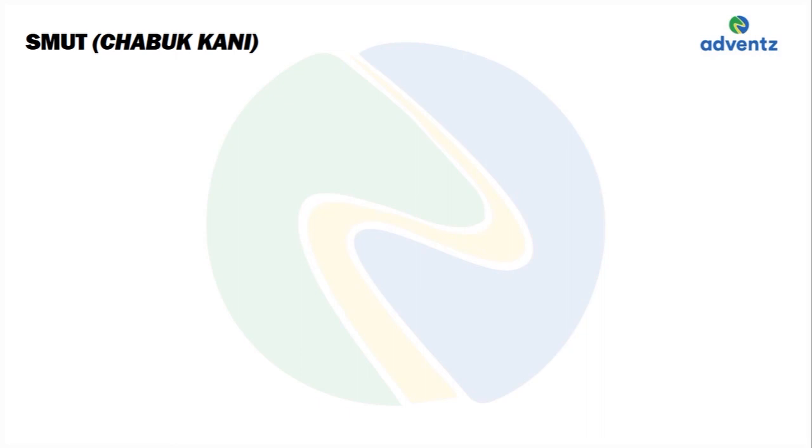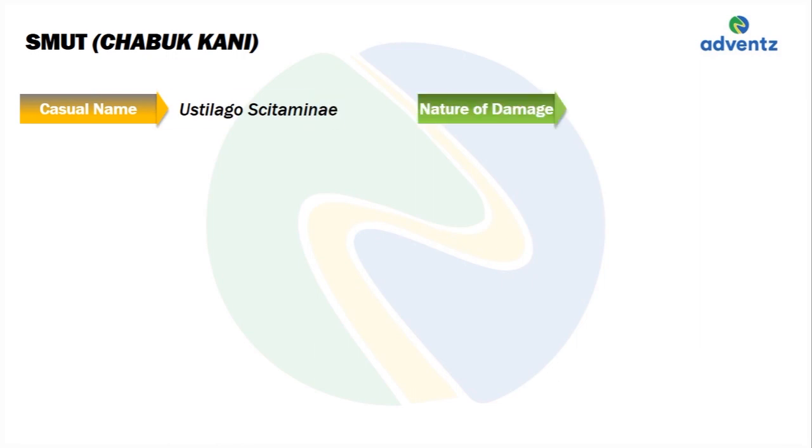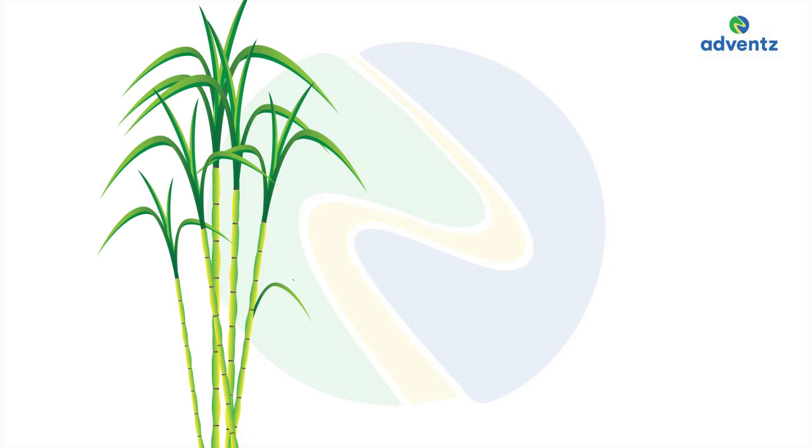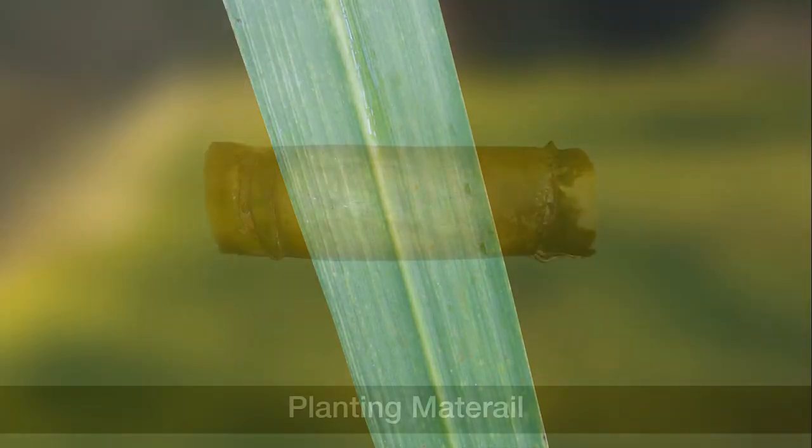The name of the second disease is smut or Chabukkani. The causal name is Ustilago scitaminea. The nature of damage that it causes is it causes the growth of sugarcane to stop, and it also causes the affected cane to die. It is a major disease in sugarcane and is observed on almost all varieties of sugarcane. The disease can be identified by the production of a flagelliform appendage, a black whip-like structure from the central core of the meristematic tissue. It affects stalks of sugarcane, leaf midribs, and planting material.